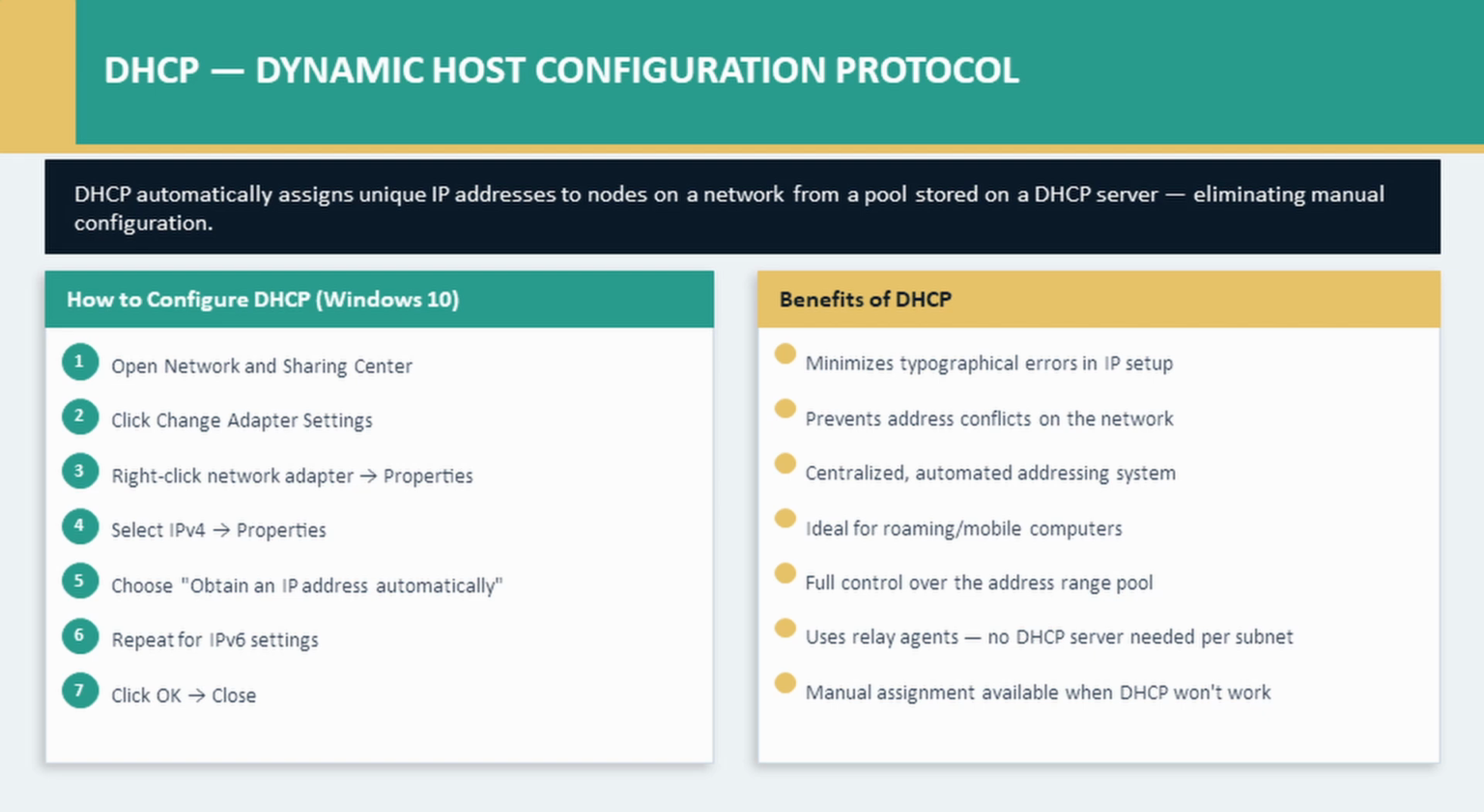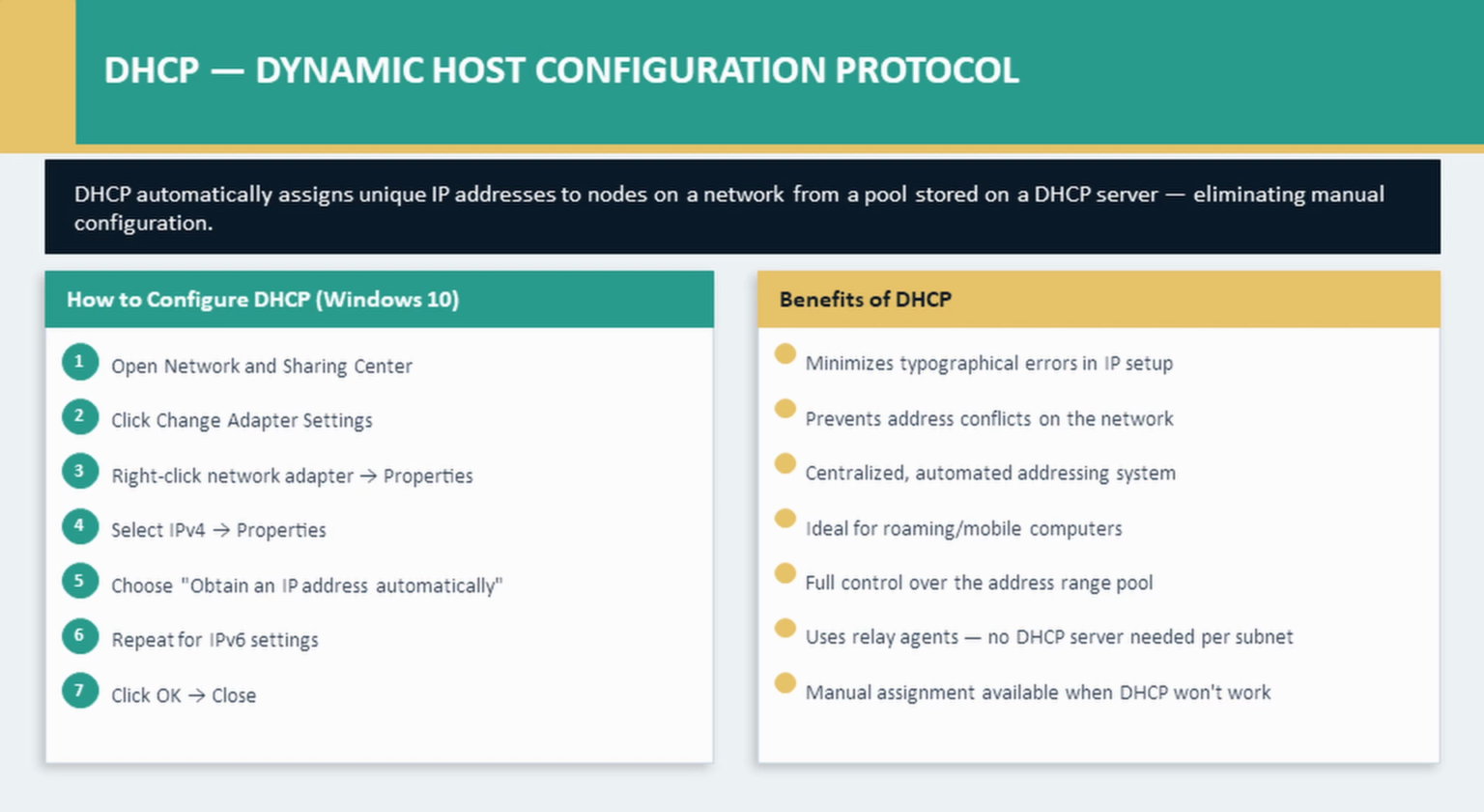The benefits of DHCP are significant. It eliminates typographical errors in manual IP configuration. It prevents address conflicts. It provides a centralized, automated system that virtually never needs attention once set up. It handles mobile devices gracefully and gives network administrators complete control over the available address range. DHCP relay agents also mean you don't need a separate DHCP server on every subnet.